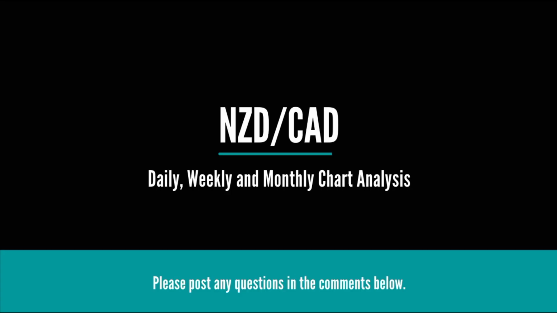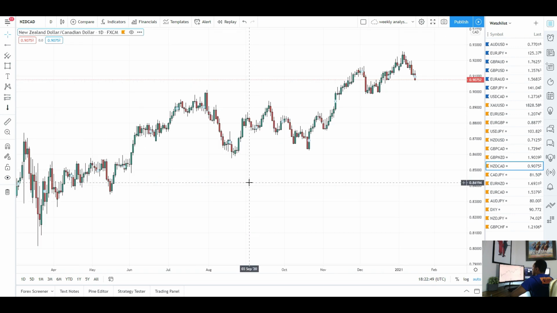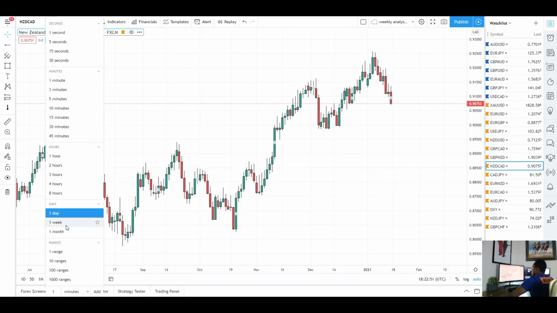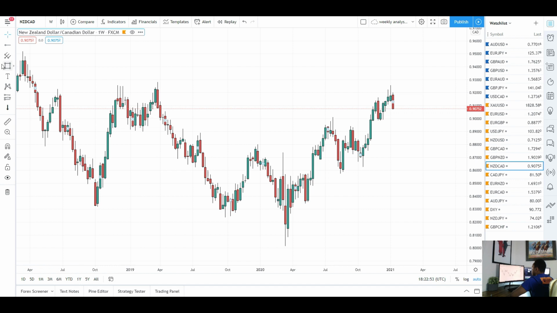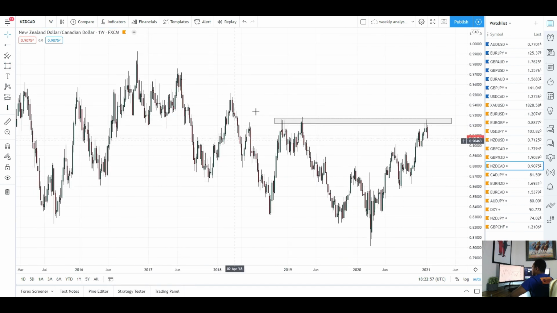Now let's take a look at NZD CAD. Okay, so for NZD CAD, we're starting to look very bearish now for this pair. If I jump to the weekly, you can see where we're getting rejected from here on the weekly chart. This was our prior swing high for the weekly. As you can see, get that bearish trend.